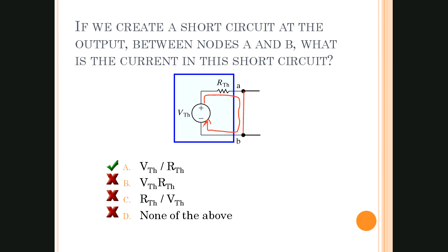We know that I is equal to voltage over resistance. And the voltage and resistance are our Thevenin voltage and our Thevenin resistance. So meaning A would be the right answer in this case.